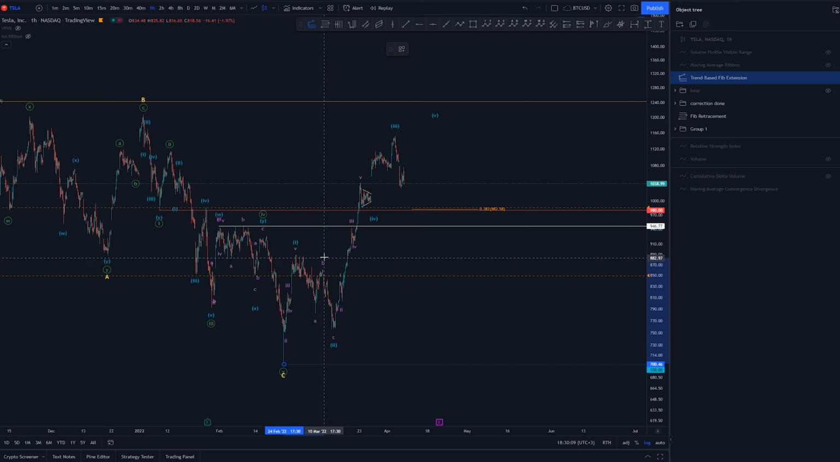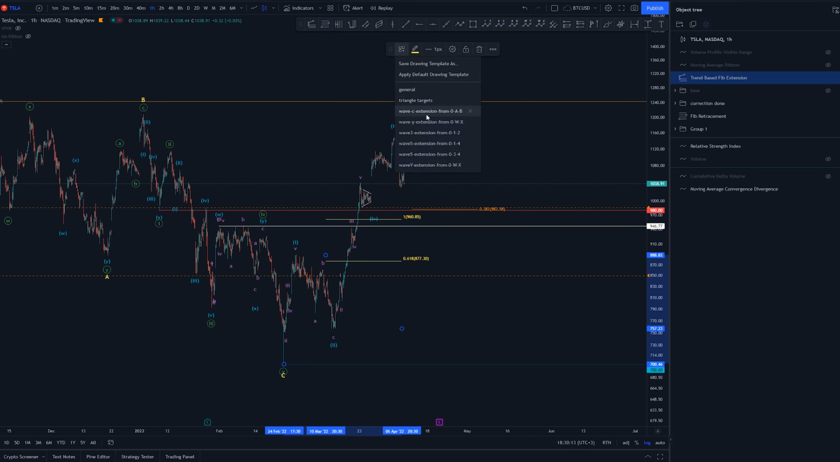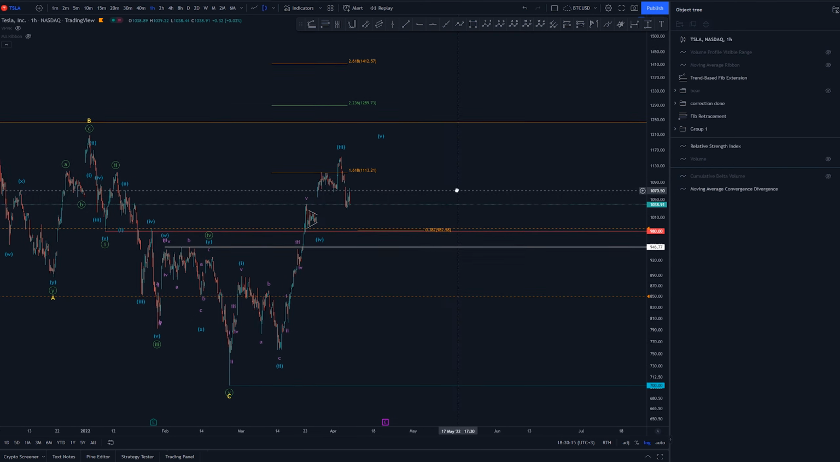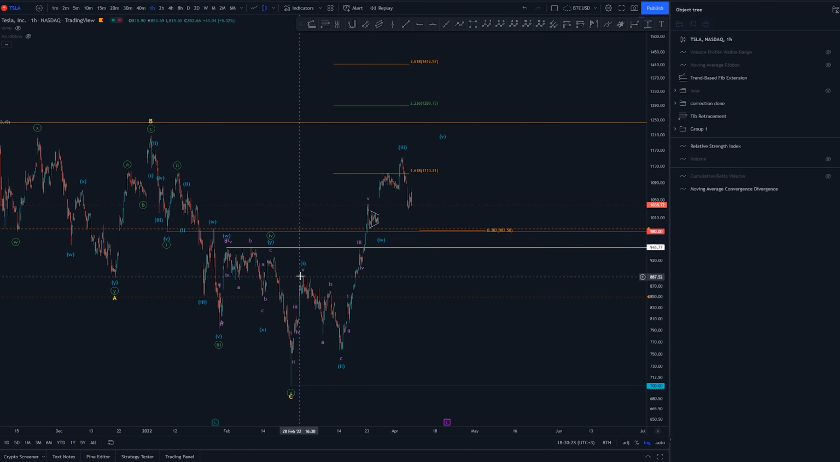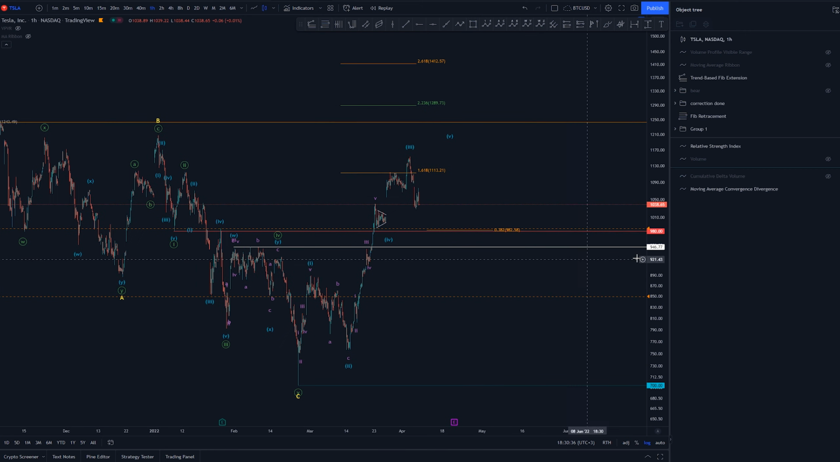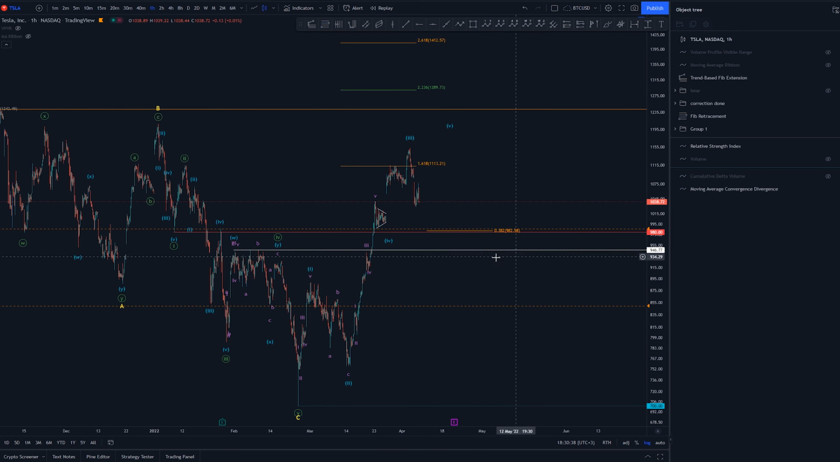We can check out some areas here for wave C, and this would again indicate that this is actually the third wave, and we would be correcting down a bit lower before we head up for the fifth wave. Again, invalidation for this whole impulse wave structure is around the $900 or 888, but there's a long way to go there.